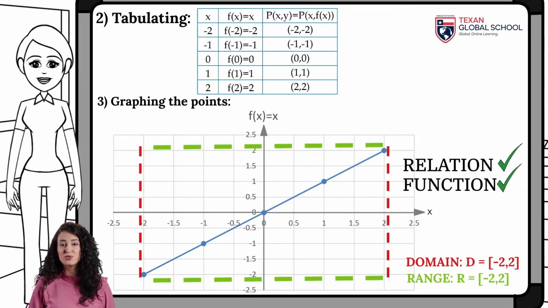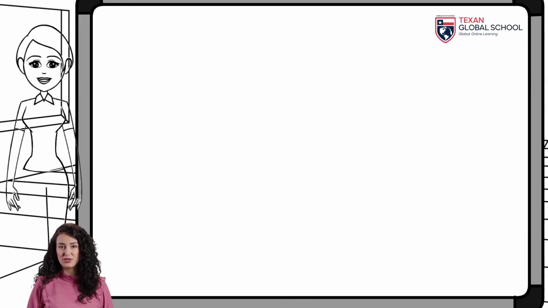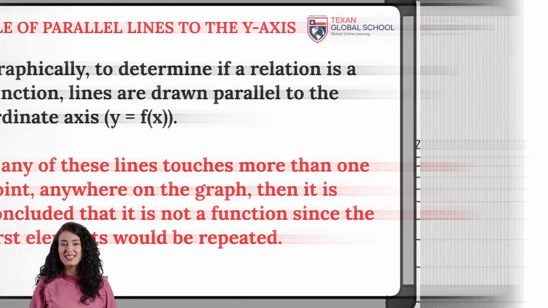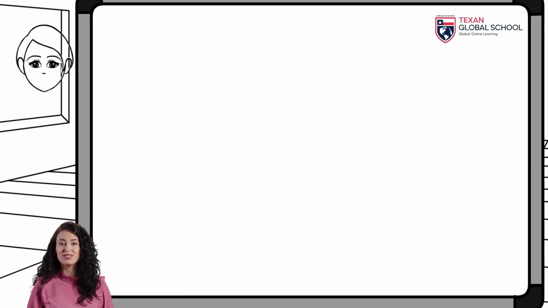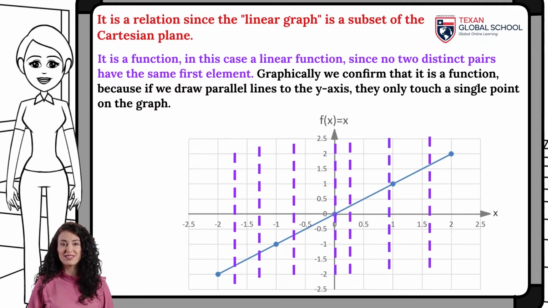Graphically, there is a quick way to determine if a relation is a function. If we draw parallel lines to the y-axis, and if they only touch a single point on the graph, this indicates that it is a function. If any of these lines touches more than one point, it is not a function. We can see that if we draw parallel lines to the y-axis of the linear function in any case, they only touch a single point, confirming that the graph is a function.